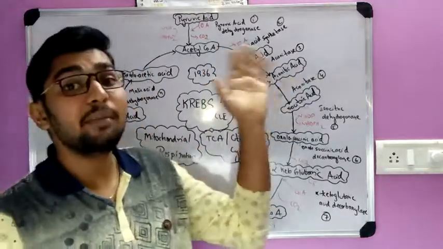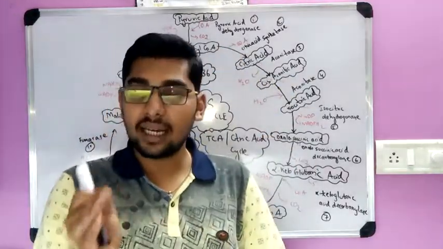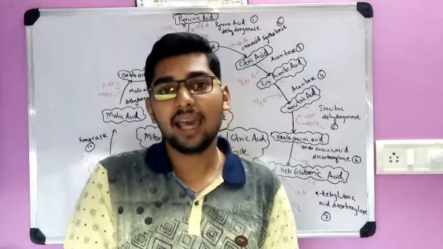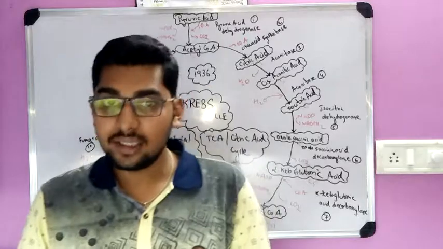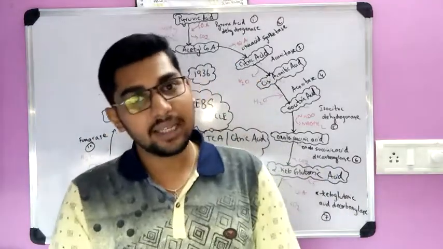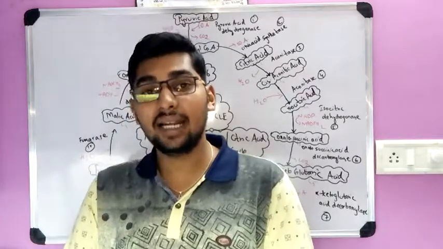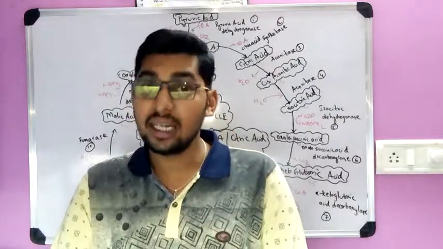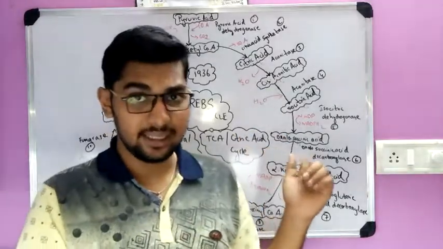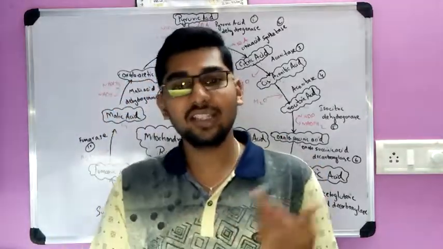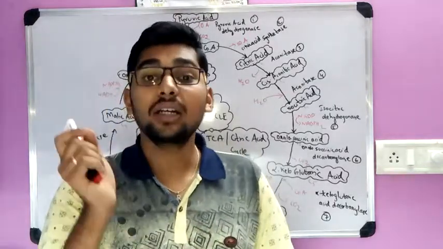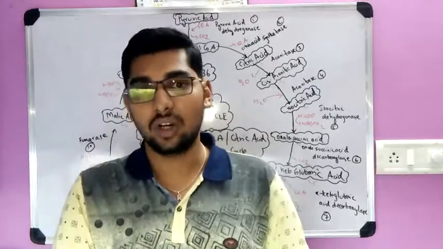And the first stable product to be formed, or the first product to be formed in the cyclic reaction, is citric acid. Hence, it is also called the citric acid cycle. And as we all know, citric acid is a carboxylic acid. It contains three carboxylic groups. Hence, it is called tricarboxylic acid. Tri means 3. So it is called the tricarboxylic acid cycle, or TCA cycle.